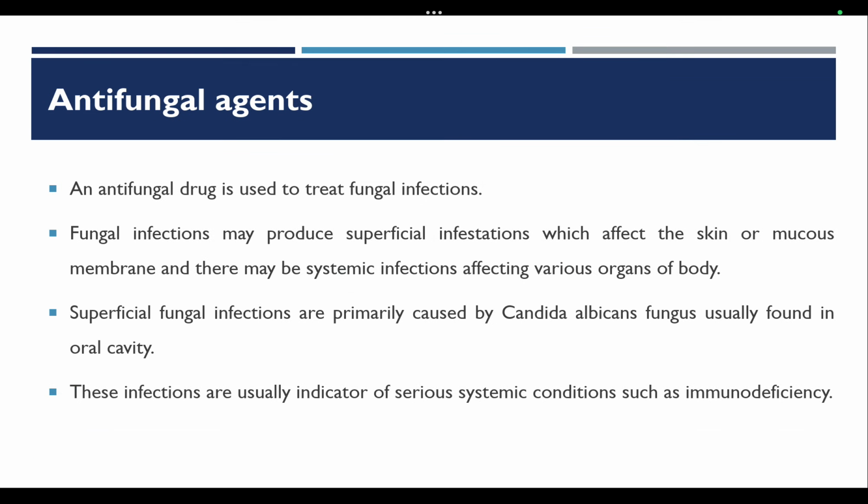Antifungal agents, of course, are used to treat fungal infections, and those fungal infections may produce superficial infestations either to skin or mucous membrane or both together, and there may be systemic infections affecting various organs of the body. So we have to take care to prevent fungal infection from occurring.